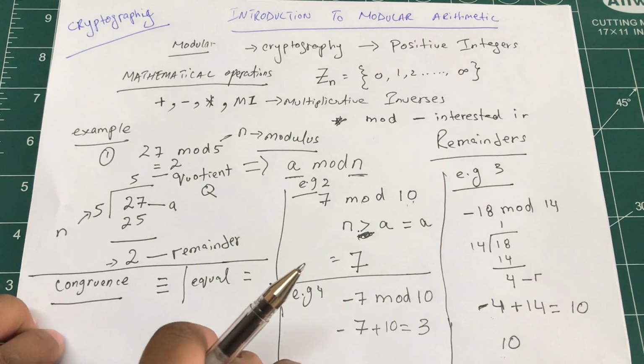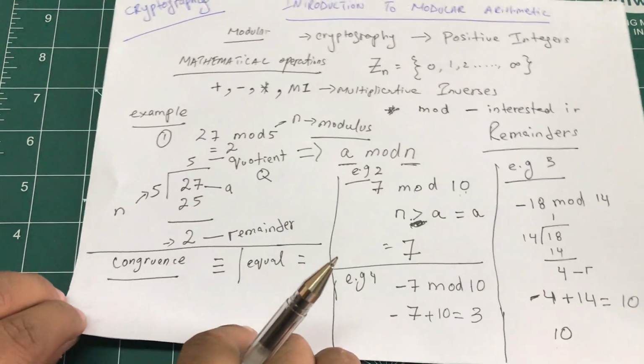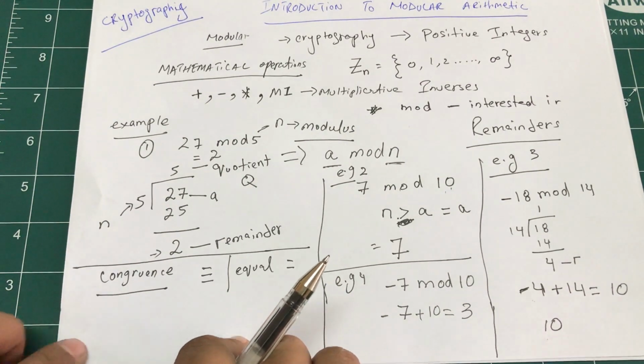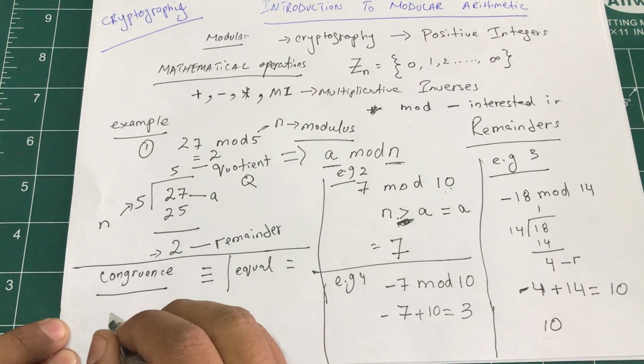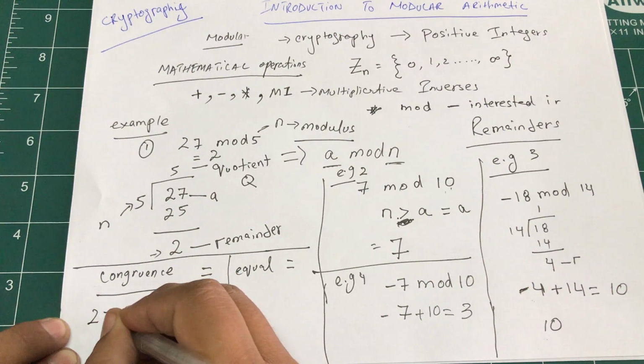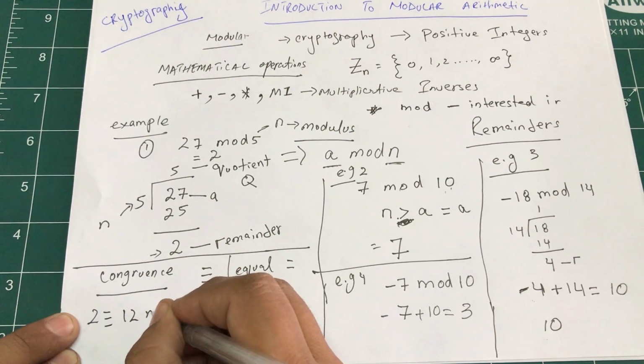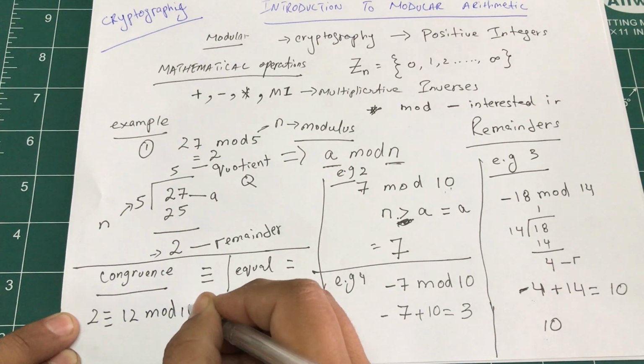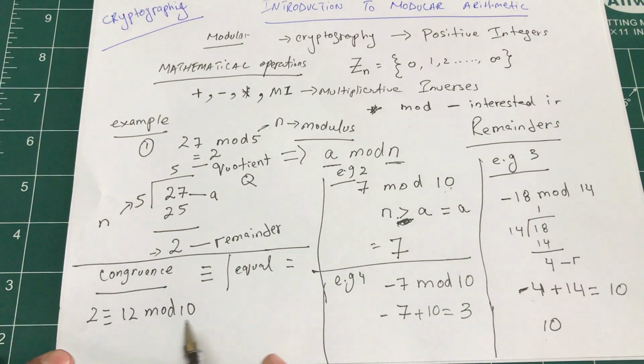So let's look at an example. This is also one of the most common operations that we like to use in cryptography as well. So I have a number like this, 2 congruent to 12 mod 10. What is it that I'm doing? Ignore this 2 for right now, and let's look at this problem. What is 12 mod 10? 12 mod 10 would give me 2.